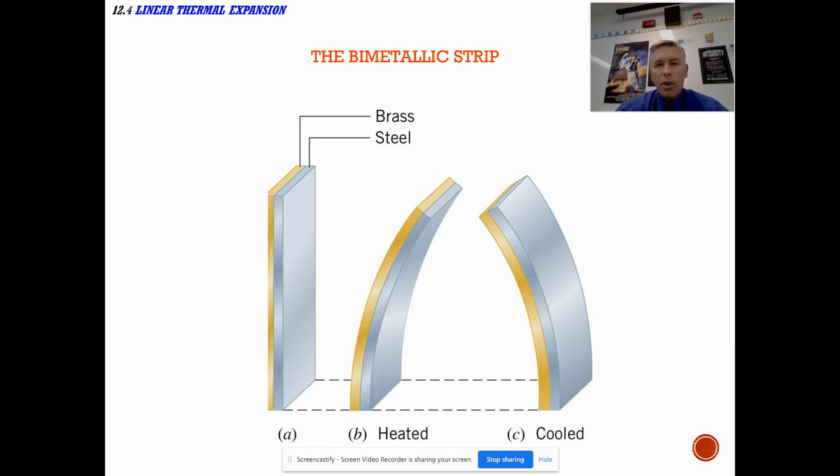Bimetallic strips. If you've ever heard of a bimetallic strip, we know that brass and steel are going to expand and contract at different amounts when you change the temperature. And so if you put two of them together, when they heat up, they're going to bend one way because the brass actually expands more for a change in temperature than the steel does. And then when they cool down, it's going to contract more, and so it'll actually bend it.